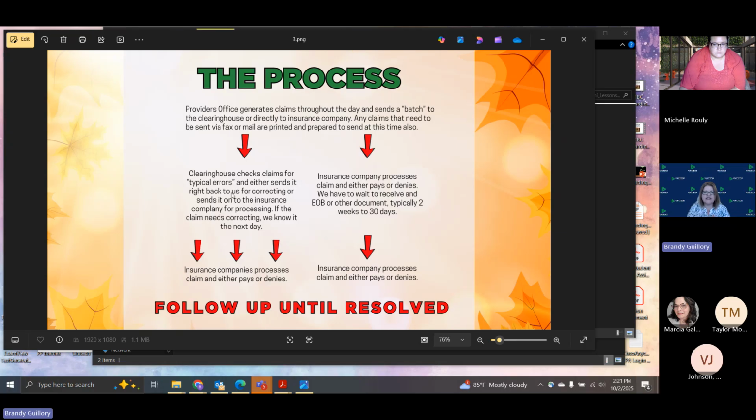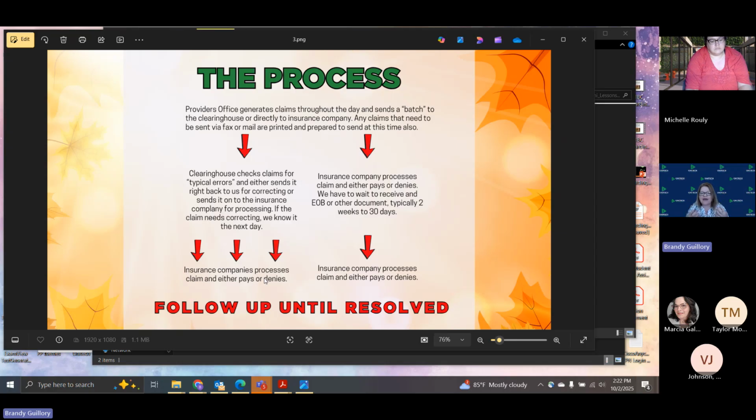After that, the insurance company is going to process the claim, and either it's going to pay or it's going to deny. I've got multiple arrows because the clearinghouse is connected to multiple insurance companies. It's going to send out to Blue Cross. It's going to send out to Medicare. It's going to send out to Vantage. It's going to send out to United Healthcare. All the big boys are usually signed up with your clearinghouses, Aetna, all your big commercial insurance companies.